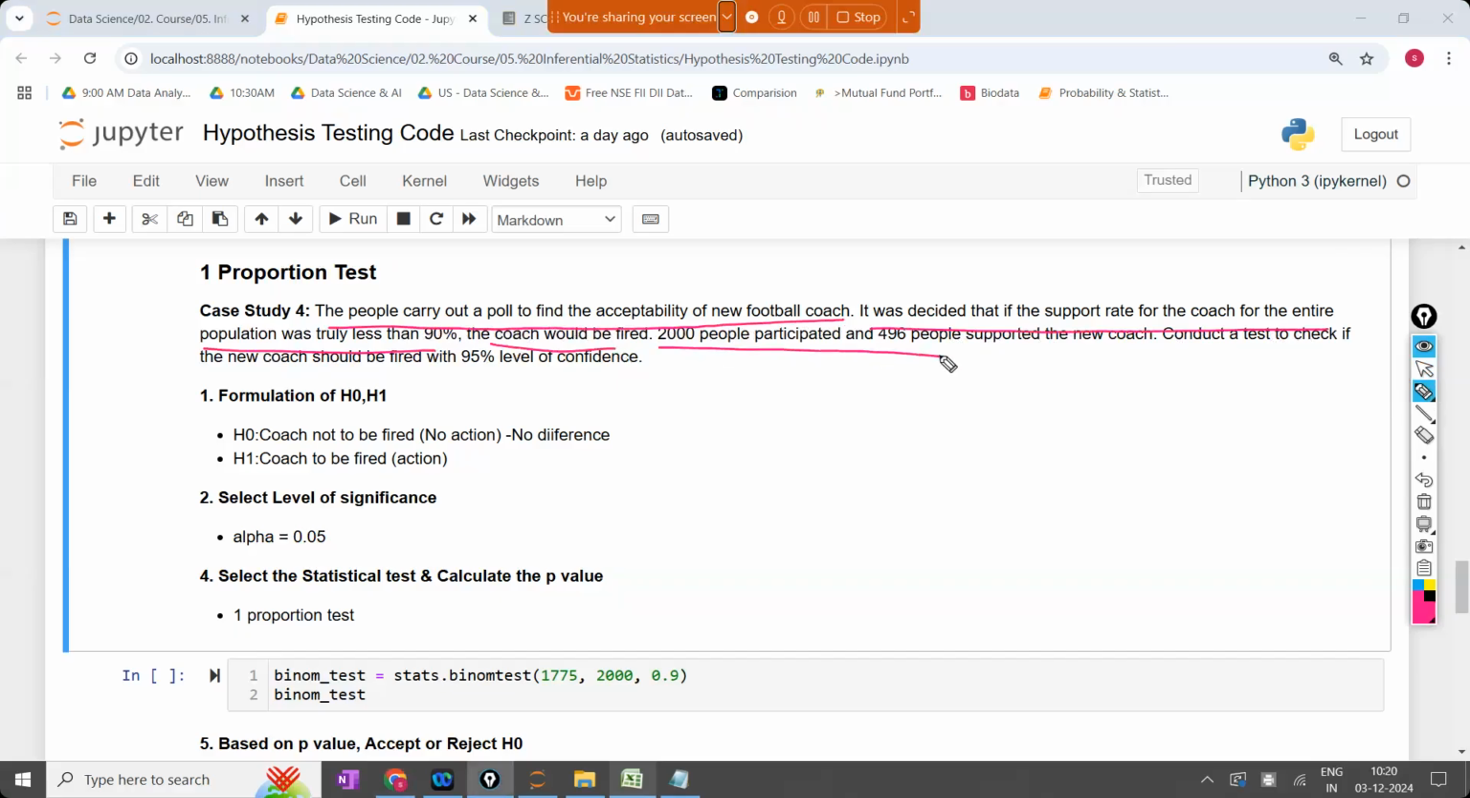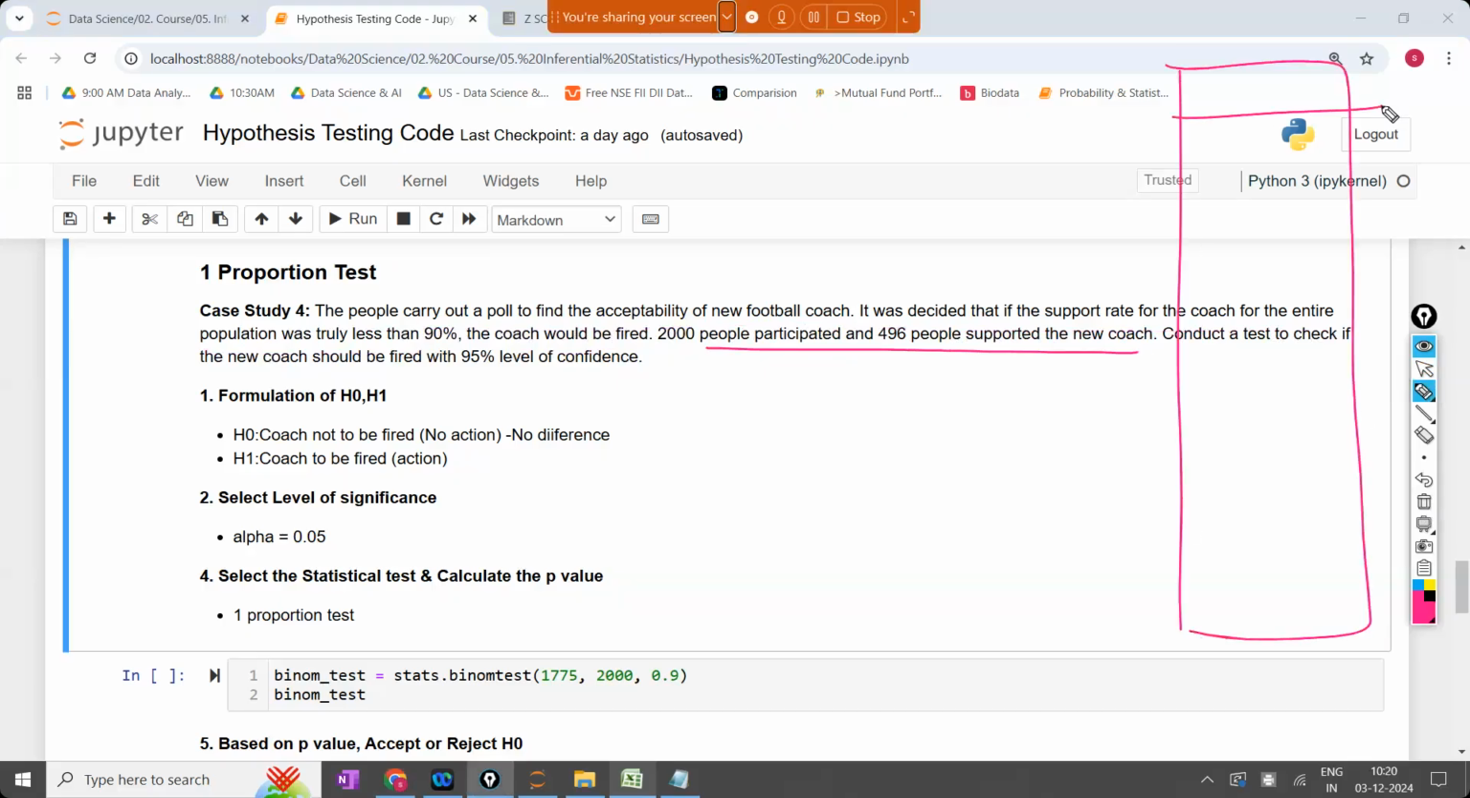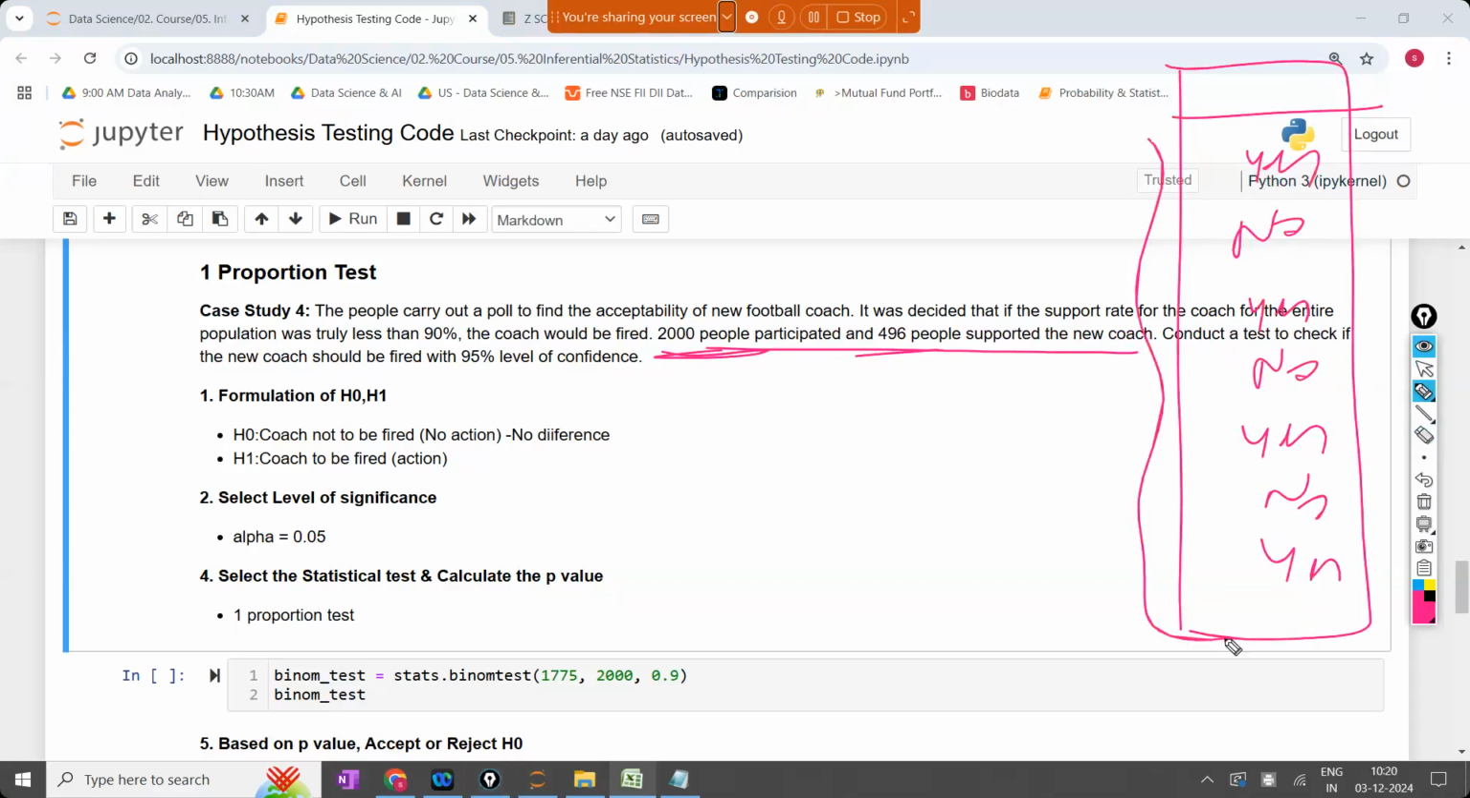2000 people participated and 496 people supported the new coach. 496 people supported means how many people are against him? 1504. The balance people are against him. So this is a column with supported, not supported. Yes and no's. A column consists of yes and no's. Yes, yes, no, yes, like this. Now, how many values are there like that, yes and no's? In terms of overall, you have 2000 records. The data set consists of 2000 records. Out of 2000 records, if you apply the value counts, what is meant by value counts?